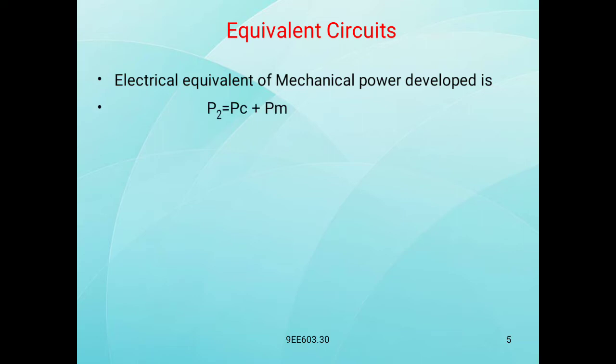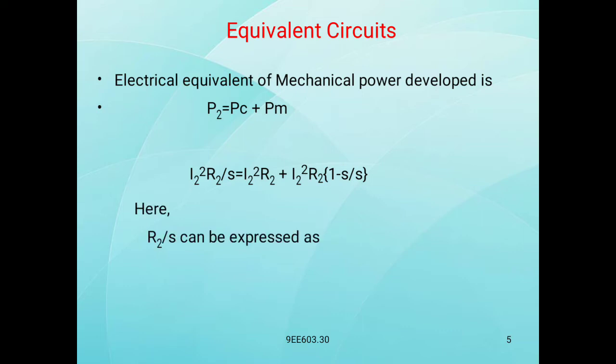Electrical equivalent of mechanical power developed is P2 = PC + PM. I2² R2/S = I2² R2 + I2² R2 (1-S)/S. So here R2/S can be expressed as R2/S = R2 + R2 (1-S)/S.